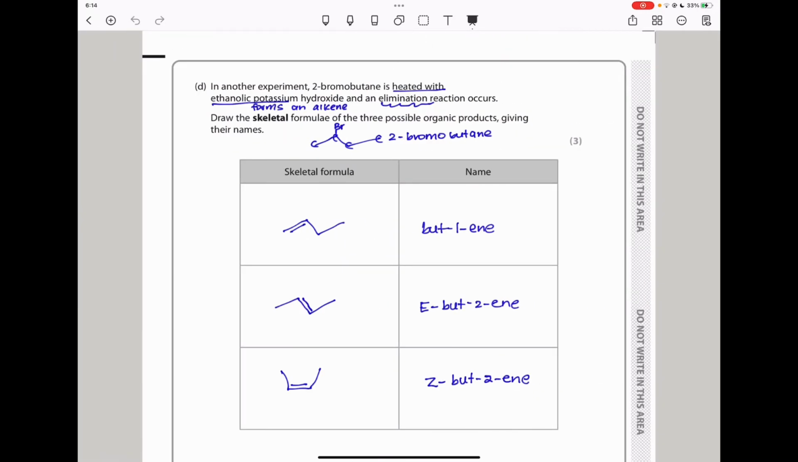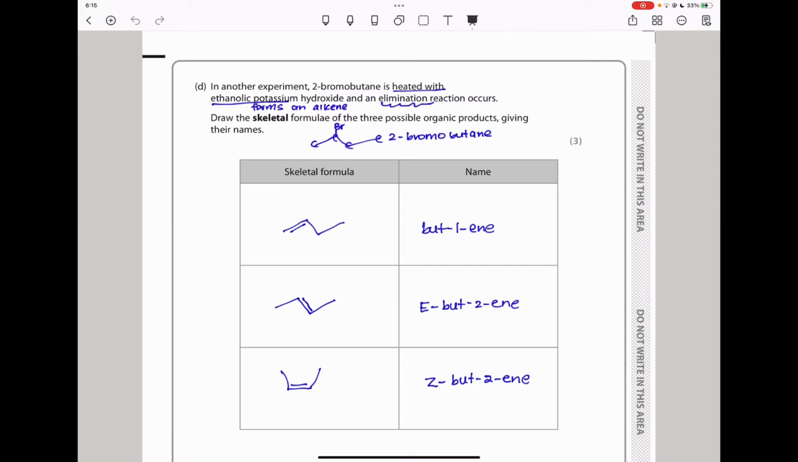So let's continue. Here they say in another experiment, 2-bromobutane is heated with ethanolic potassium hydroxide and an elimination reaction occurs. Remember, this is a halogenoalkane. We are heating with potassium hydroxide. If an elimination reaction occurs, that should be alcoholic. The condition should be alcoholic. So they say draw the skeletal formulae of the 3 possible organic products, giving their names. So this is formation of an alkene from a halogenoalkane.